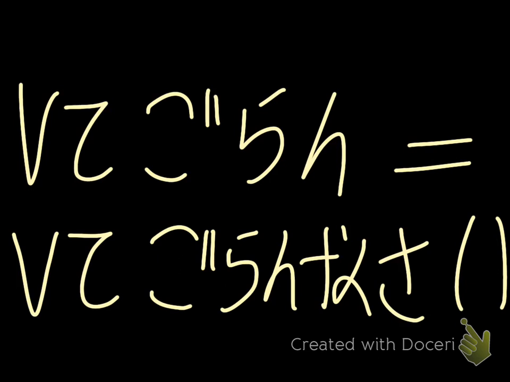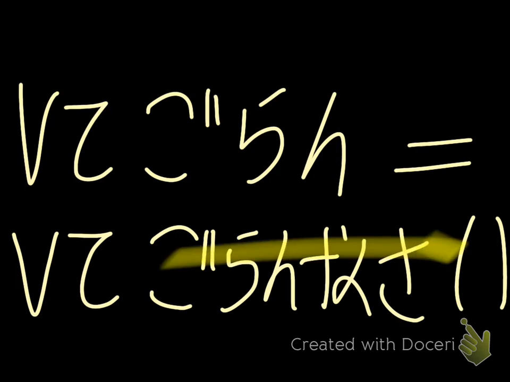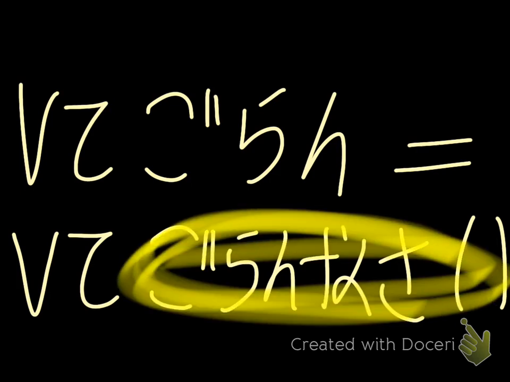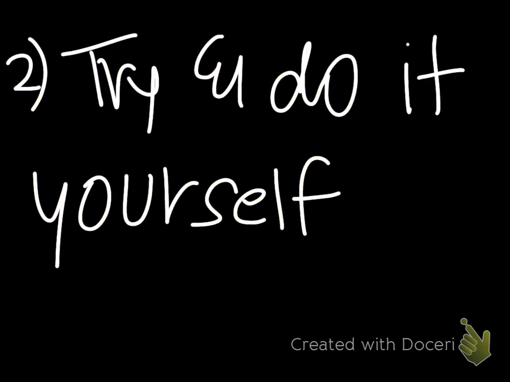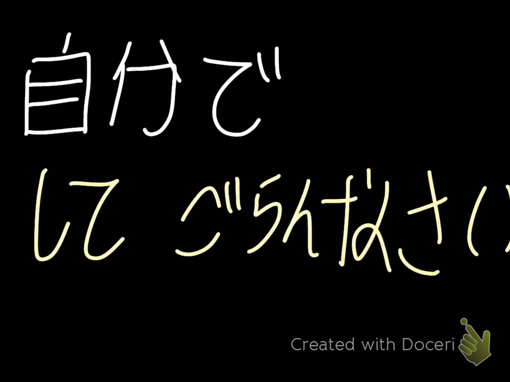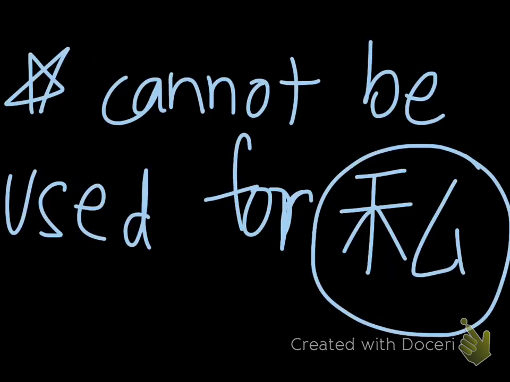Goran, the word goran, is an abbreviation of the longer word goran nasai. The second example, try and do it yourself. Jibun de shite goran nasai, or jibun de yatte goran, which also means jibun de yatte mimas.